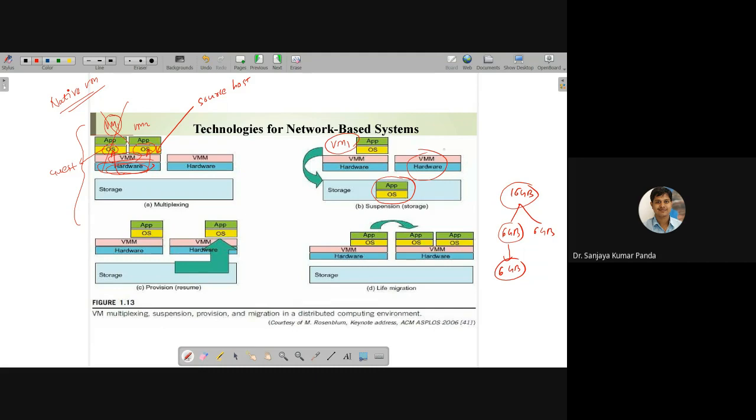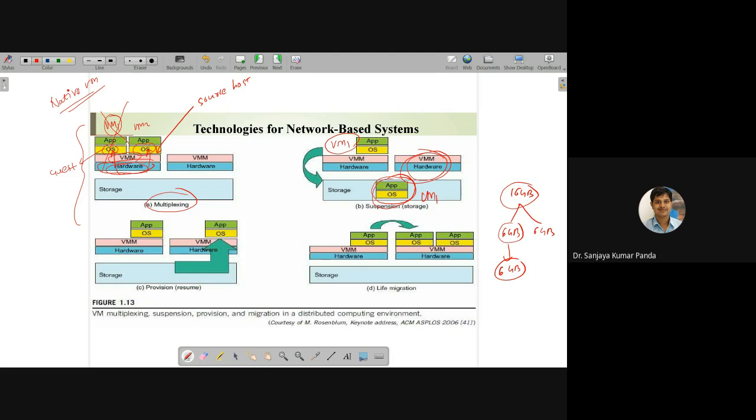Suppose you found that you can launch this virtual machine which we have suspended, that is VM1, on this hardware. On top of this hardware, you can resume the work of this particular virtual machine. So you have suspended here, and the process we have seen is called multiplexing.